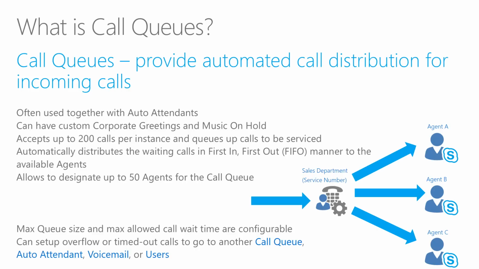We allow up to 200 calls at an instant, and we queue up all the calls until someone is available to accept them. We distribute the calls in a first in, first out manner to all of the available agents, so this ensures that everybody is helped as soon as possible. We allow up to 50 agents in a call queue. The max queue size and the max allowed wait time are configurable, and you can set up the call overflow or the timed out calls to go to another call queue, an auto attendant, a voicemail, or a specific user or set of users.